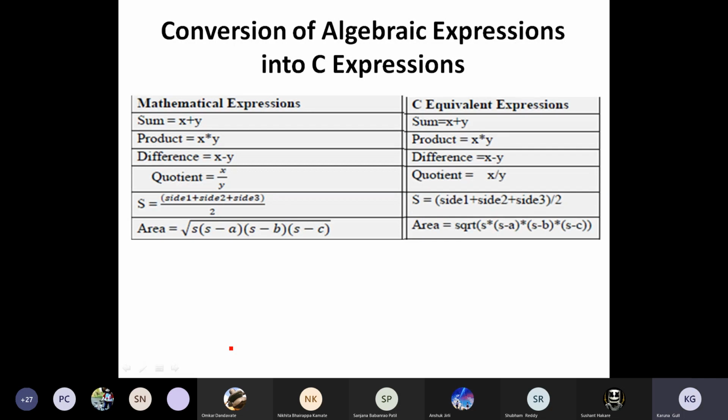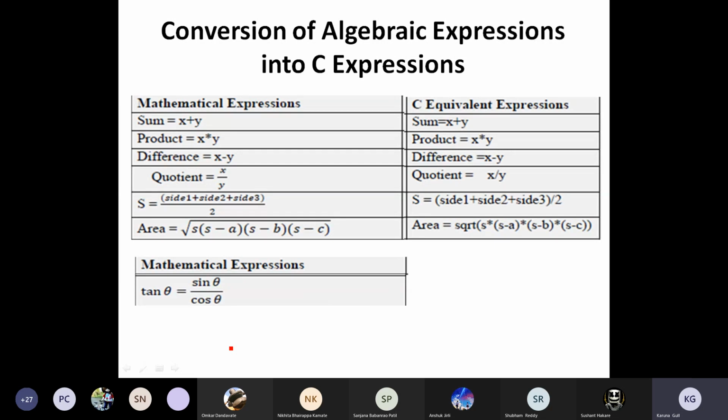Now look at the thing that I have written. Some more mathematical expression. Now try writing this: tan theta is equal to sine theta divided by cos theta. How do I write it? Tan theta equals... how do I write tan theta? Symbols are not acceptable in C language, I already mentioned that. How do I write theta then?